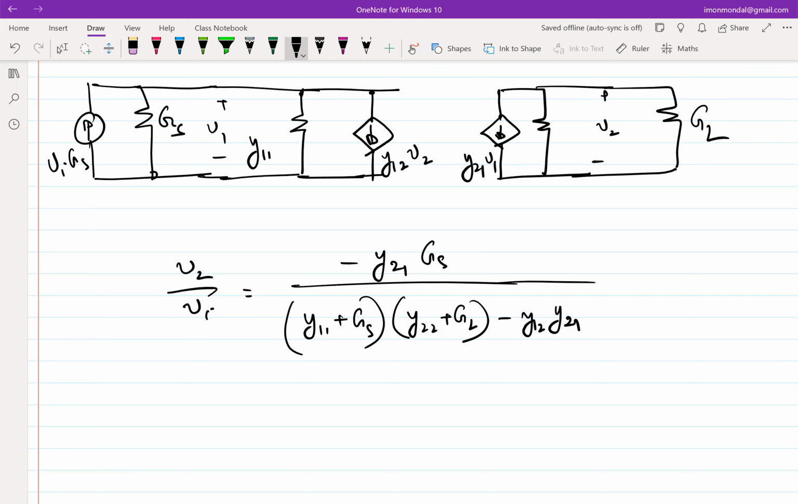So if I concentrate on this term only, then I can say that if I maximize Y21, there seems to be a possibility that I can maximize V2 over V1. I'm not saying this is a local maxima or absolute maxima. What I'm saying is that if I want to increase V2 over V1, it seems like I can simply keep on increasing Y21, right? But you might have already noticed that there is a negative sign here.